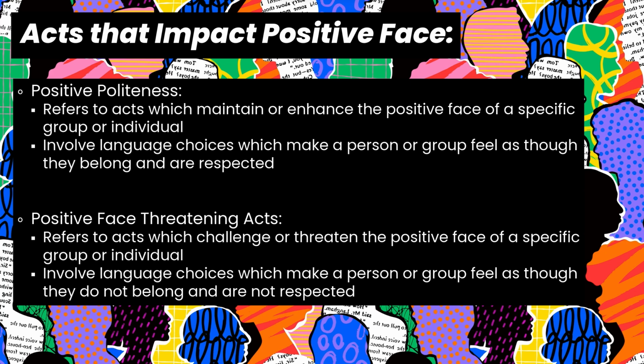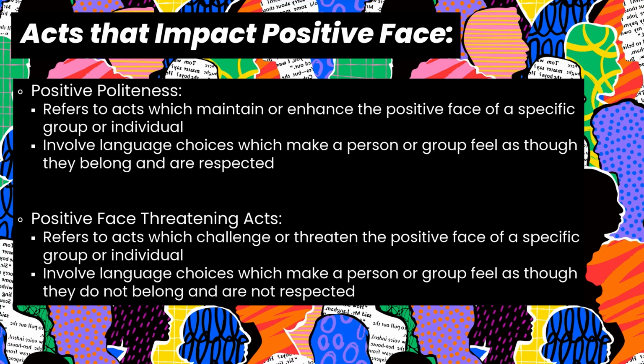We'll dig a little bit more into positive face now and have a talk about some acts that can impact positive face. The way we talk about language that impacts face is by breaking this down into two different categories. So we have, on the one hand, politeness, and these are acts that maintain a person's face. And then we have threatening acts, and these are acts that challenge a person's face. So for our positive politeness strategies, these are language choices that maintain or enhance the positive face of a specific group or individual. And this is where individuals, groups, organizations are using language to make a specific group or individual feel as though they belong and they are respected.